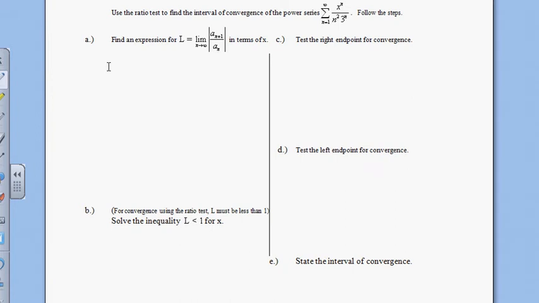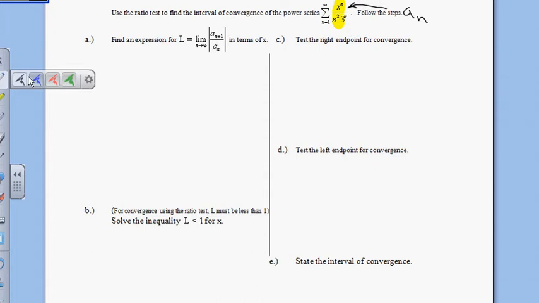In this example, we follow this four-step procedure to determine the entire interval of convergence of the given power series. Now, the idea here is if you notice that a sub n is a function of x. So there are certain values of x that will cause this series to converge and certain values that will cause it to diverge.